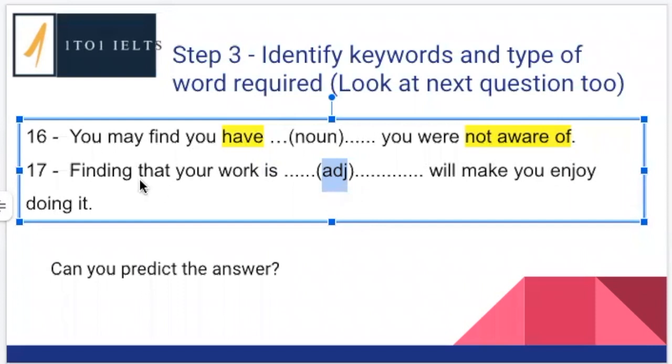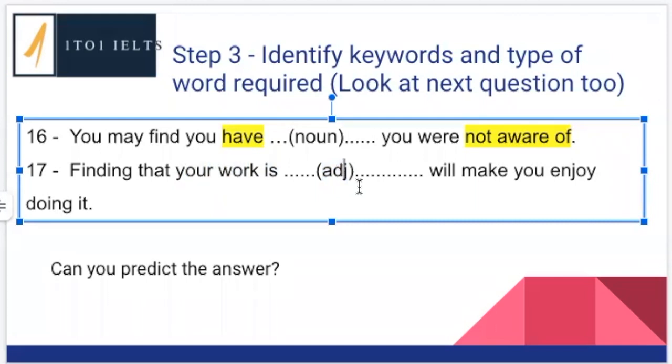Boring. Finding that your work is boring will make you enjoy doing it. Okay, it sounds a little strange, but grammatically it's correct. Finding that your work is enjoyable, satisfying. Yep, all of these work. So by putting in these words that we know go with this collocation, your work is, we can just check. It's like, okay, great, that works.